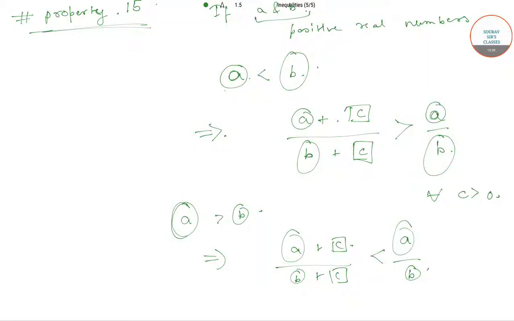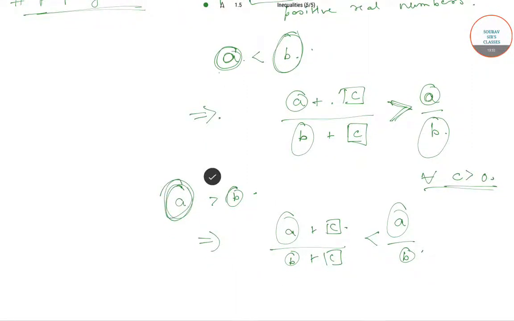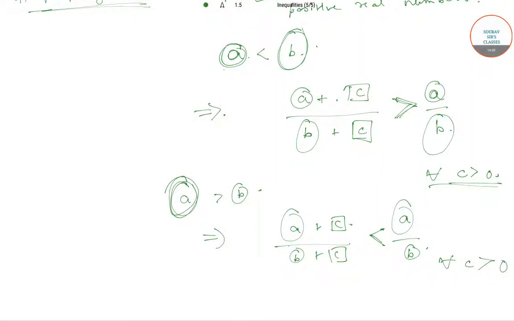So when a and b are two positive real numbers such that a is less than b, then a plus c divided by b plus c would be greater than a by b, where c is greater than 0, that is, for all c greater than 0. Similarly, if a is greater than b, then this would imply that a plus c divided by b plus c would be less than a by b, again for all c greater than 0.